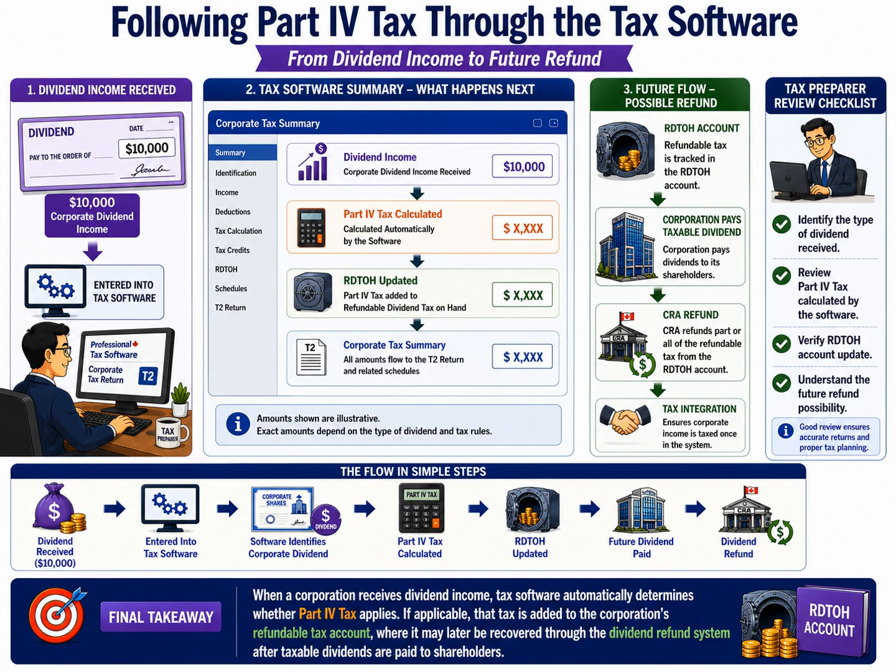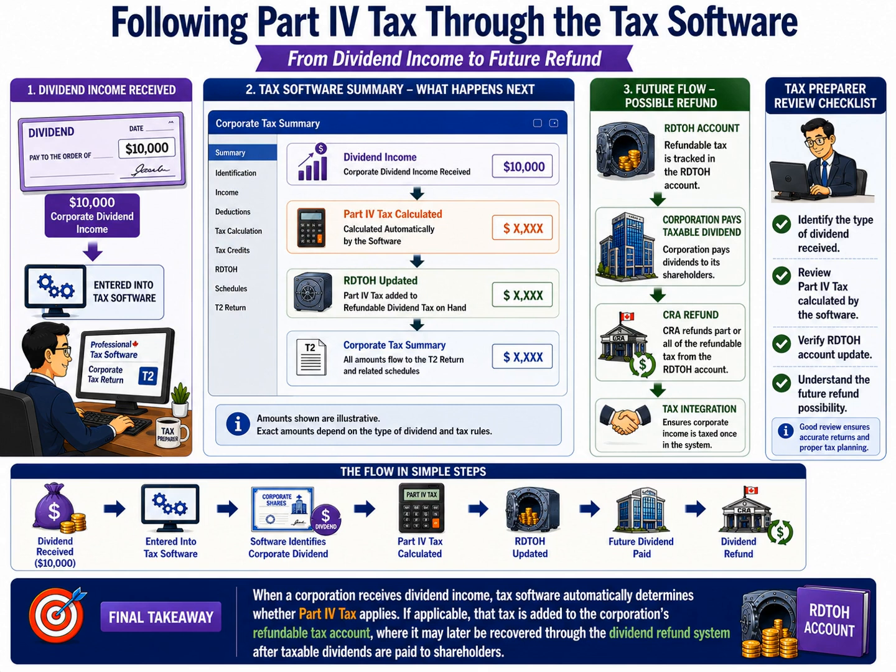As a tax preparer, there are 4 things you should always review when dealing with corporate dividend income. First, confirm the type of dividend that was received. Second, review whether the software has calculated Part 4 tax. Third, verify that the RDTOH account has been updated correctly. And finally, understand that today's Part 4 tax may become tomorrow's dividend refund when the corporation pays dividends to its shareholders. The key takeaway is simple.